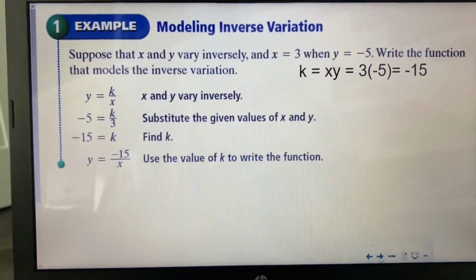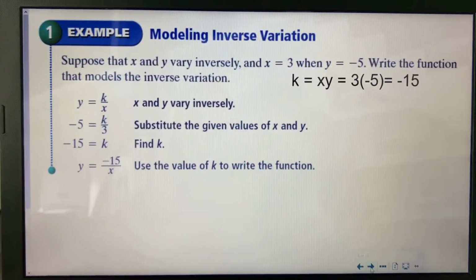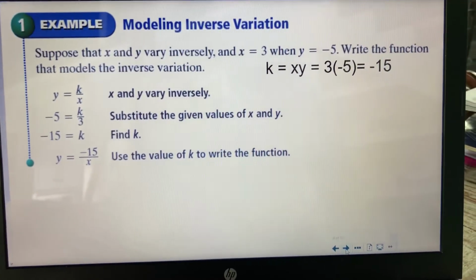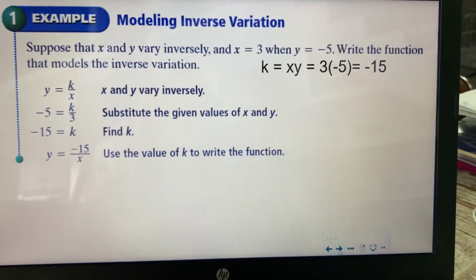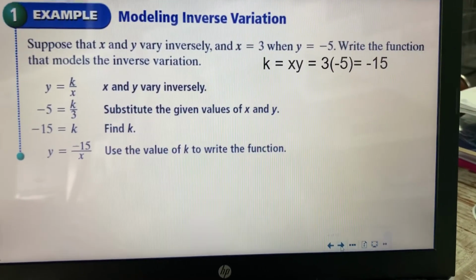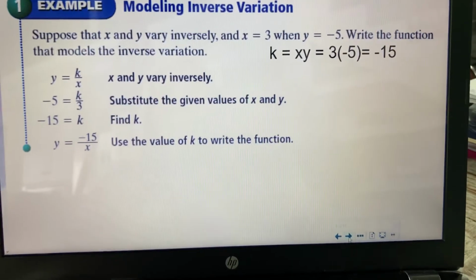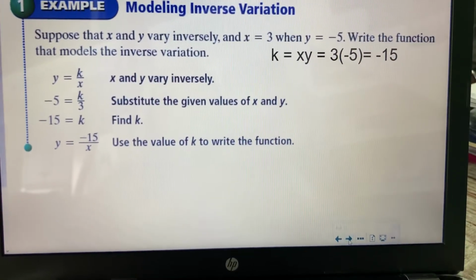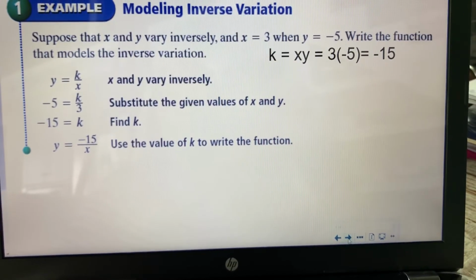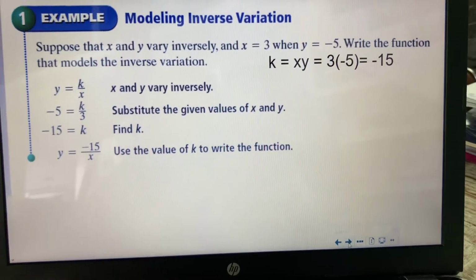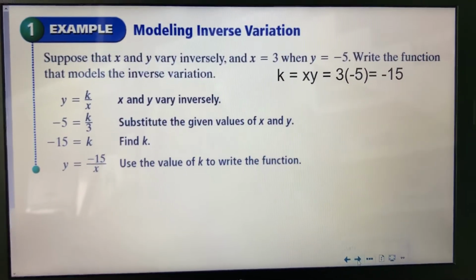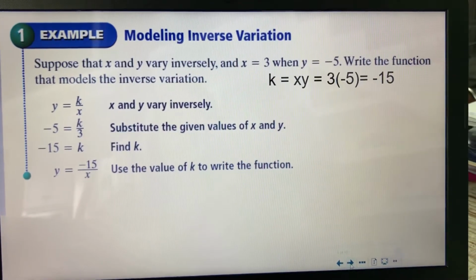Okay, our first example says, suppose that x and y vary inversely, and x is equal to 3 when y is equal to -5. Write the function that models the inverse variation. So the way they did it, they started off with y equals k over x. I just started off with k equals xy up at the top, because that's just the easiest way to find k. We have to find k first. So if you do k equals xy, that's equal to 3 times -5, so that means your k value is -15. Once you know the k value, just go down to the bottom and plug it in. y equals -15 over x. That would be your inverse variation.